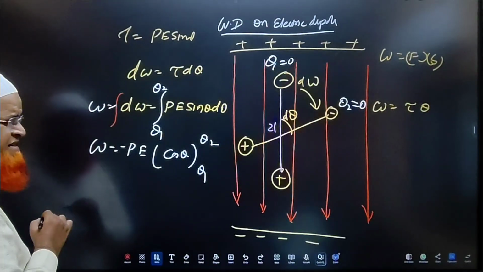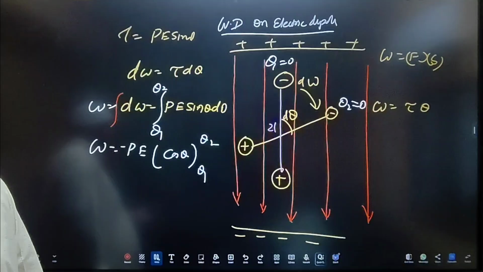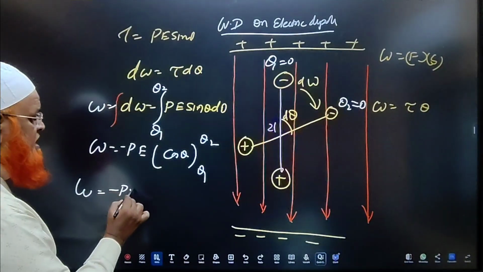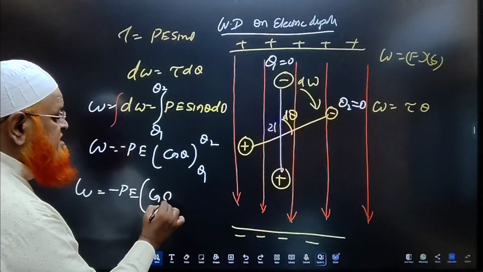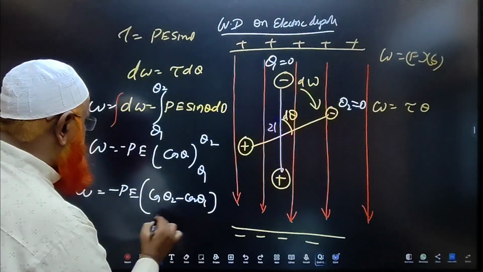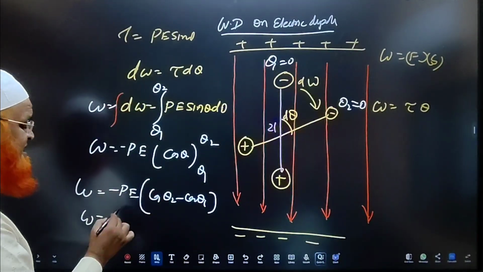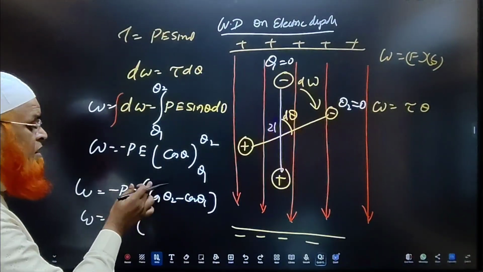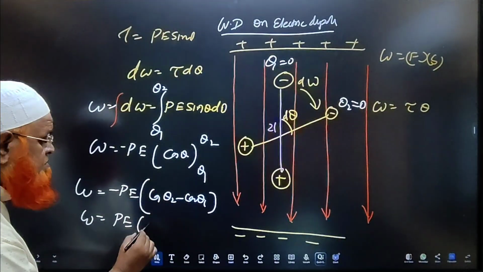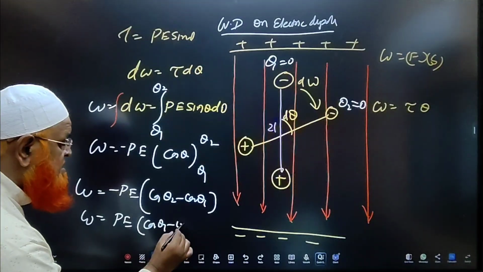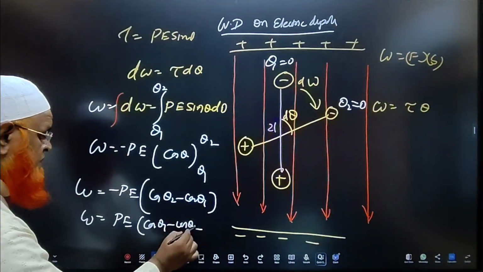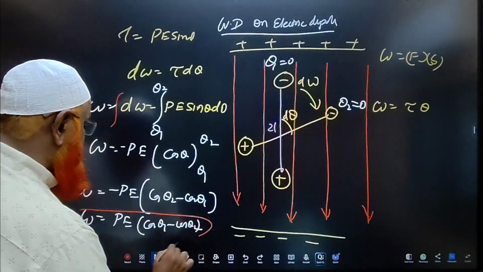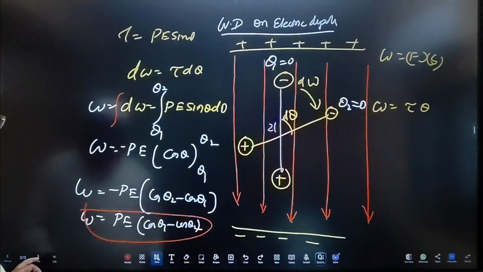Integration of sin theta is minus cos theta. Therefore, W is equal to minus PE times cos theta 2 minus cos theta 1. Now I will send the minus inside. So W is equal to PE times minus cos theta 2 plus cos theta 1. Just interchange the terms, so cos theta 1 minus cos theta 2. Okay. So now this is going to be your final equation.